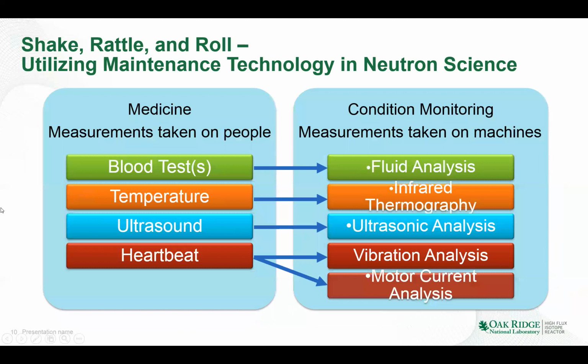The way I like to relate this is that in medicine, there are certain tests, certain measurements that we take on human beings, and I equate that to the measurements that we take on machines. Like for a blood test, we do fluid analysis. For temperature, we can either measure the temperature or use infrared imaging. Ultrasound is similar to the ultrasonic analysis that we use. We measure the heartbeat, where you can use vibration analysis or motor current analysis.